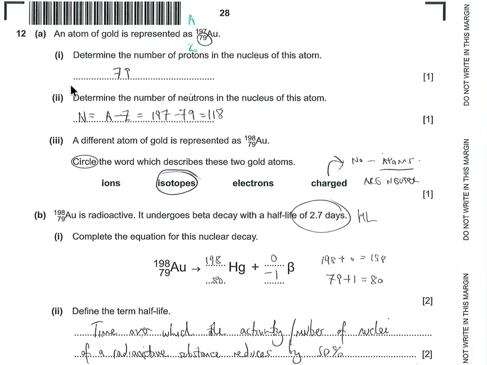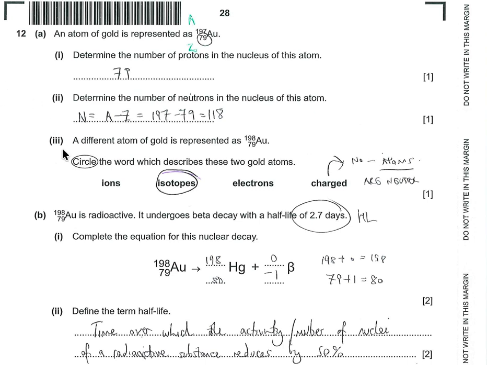You definitely have to determine the next one, which is the number of neutrons. That is N, which is your mass number or nucleon number, take away the proton number: 197 minus 79, which is 118. So you notice there's 2 marks there. The first one, nice and simple, is just writing down the number, stating. In the second, you're actually having to do something.